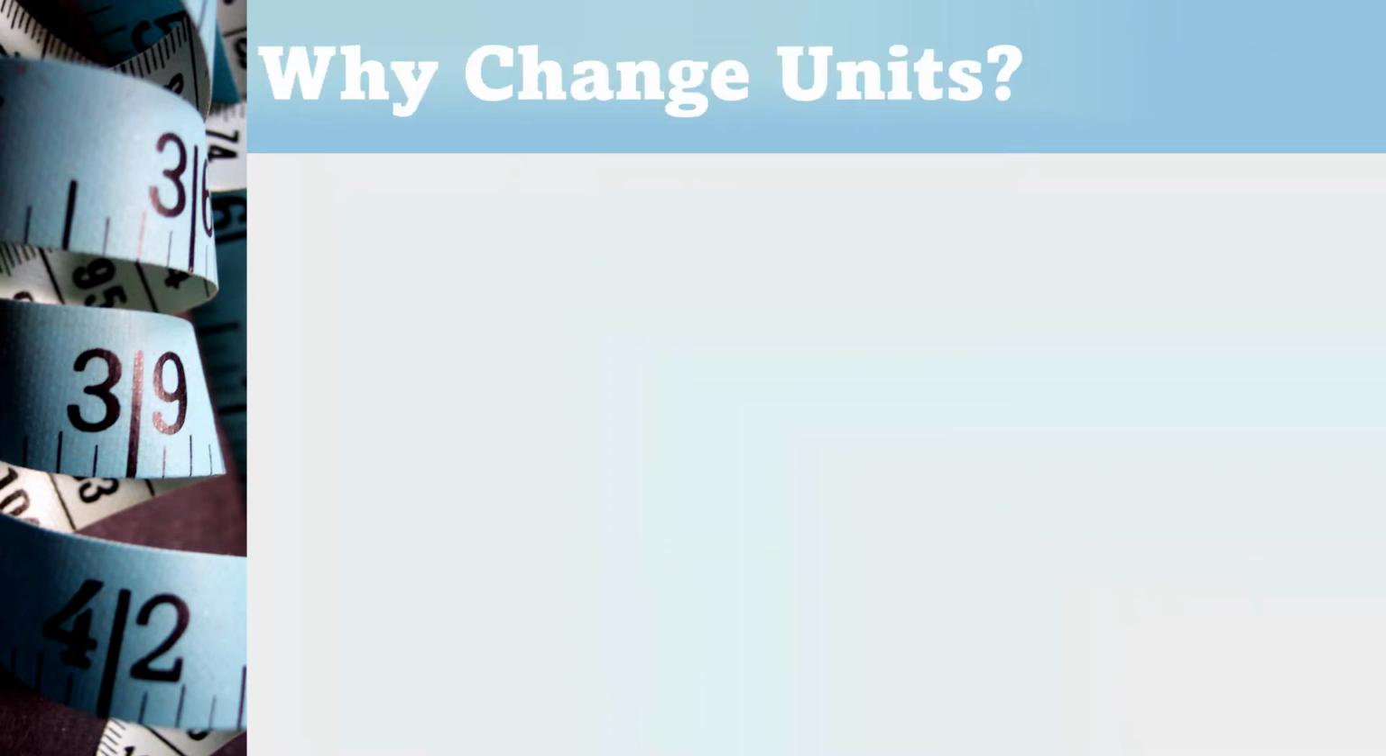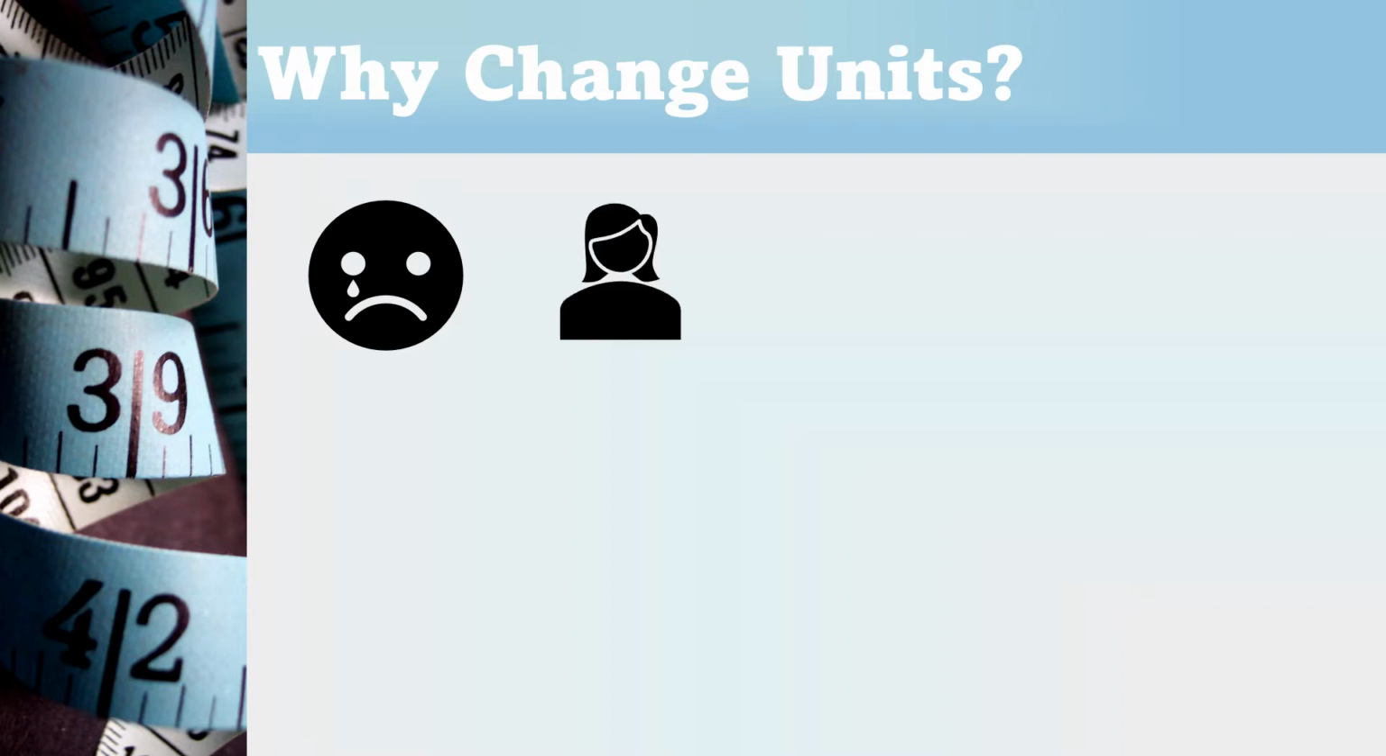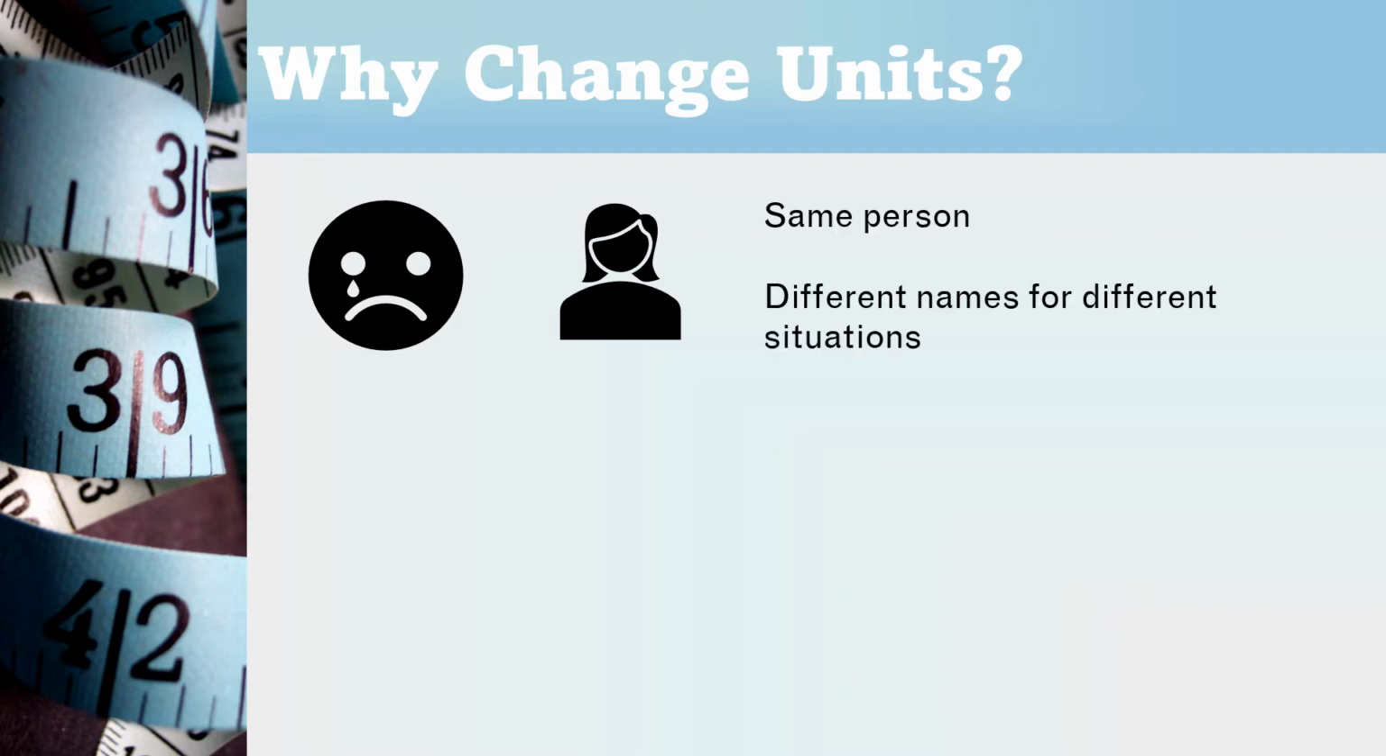Hopefully by now I've convinced you that units matter. But why would we want to change units? This is Tommy. He just fell down and got a boo-boo. He wants his mom. If Tommy goes to get her, he'll call her Mom. If his friends go to get her, they'll call her Mrs. Chin. If another parent goes to get her, they'll call her May. It's the same person, but different names for different situations.